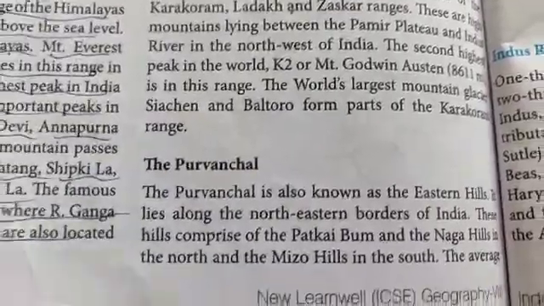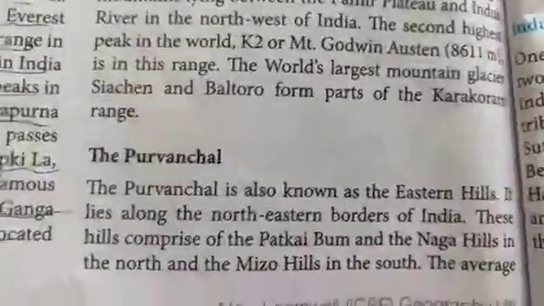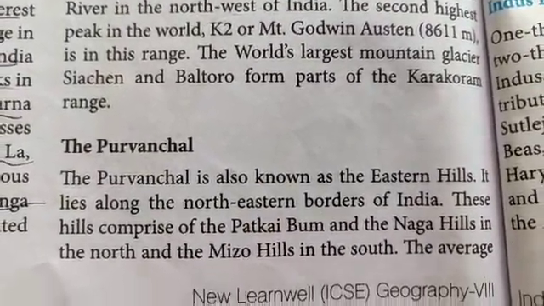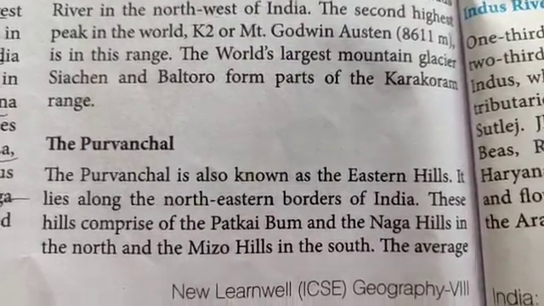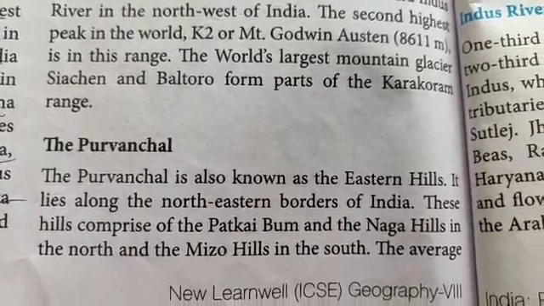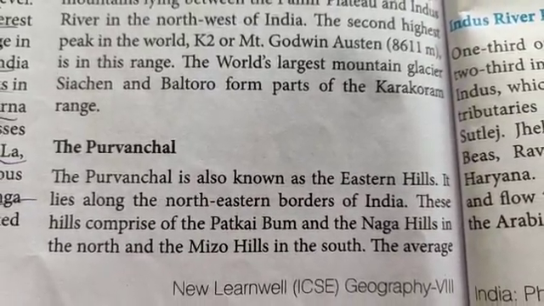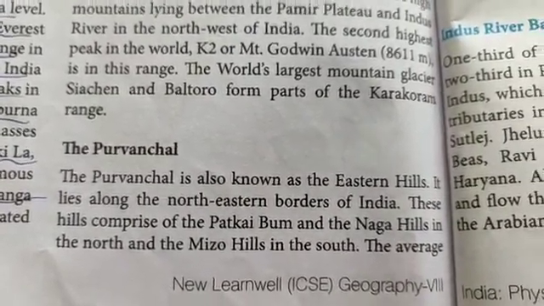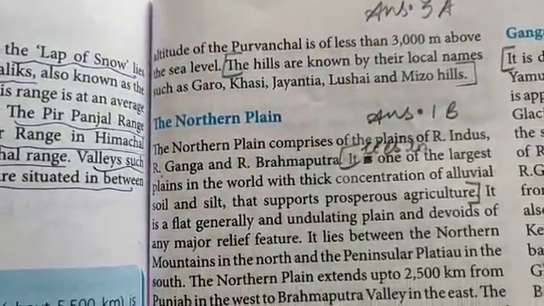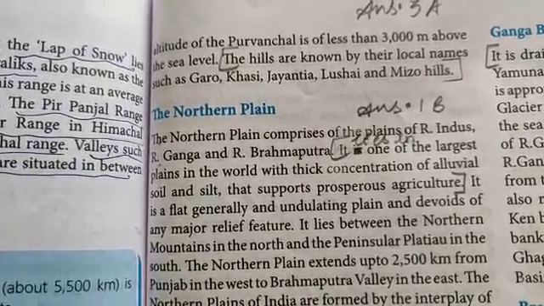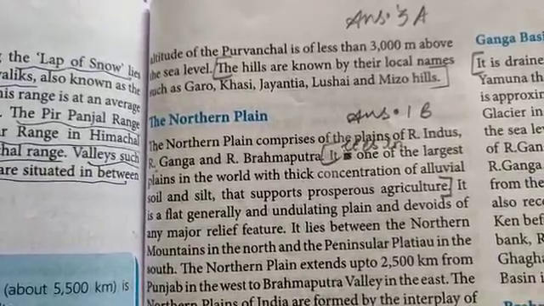Now again, these two famous glaciers have not been marked in the physical map given over here. So once you come back to school, we'll open up a large physical map of India and we will locate these. Now coming to the Purvanchal, also known as the Eastern Hills. It lies along the northeast borders of India. These hills comprise of the Patkai Bum and the Naga Hills in the north and Mizo Hills in the south. Please underline, the average altitude of the Purvanchal is less than 3000 meter above the sea level. The hills are also known by the local names such as Garo, Khasi, Jayantia, Lushai and Mizo Hills.